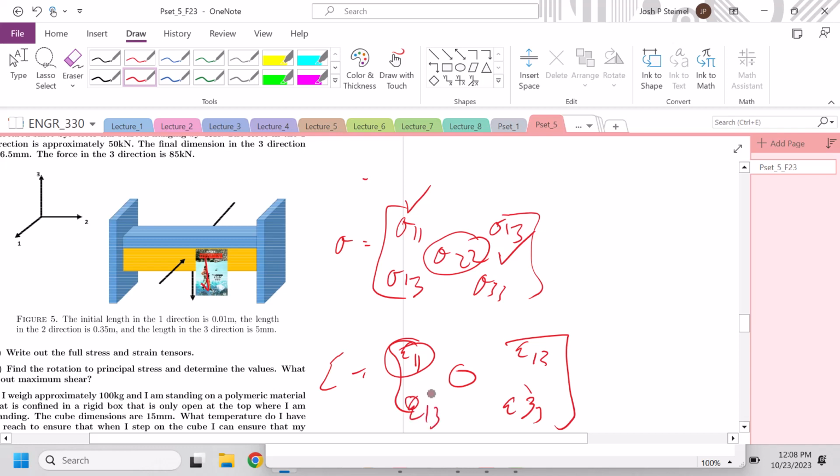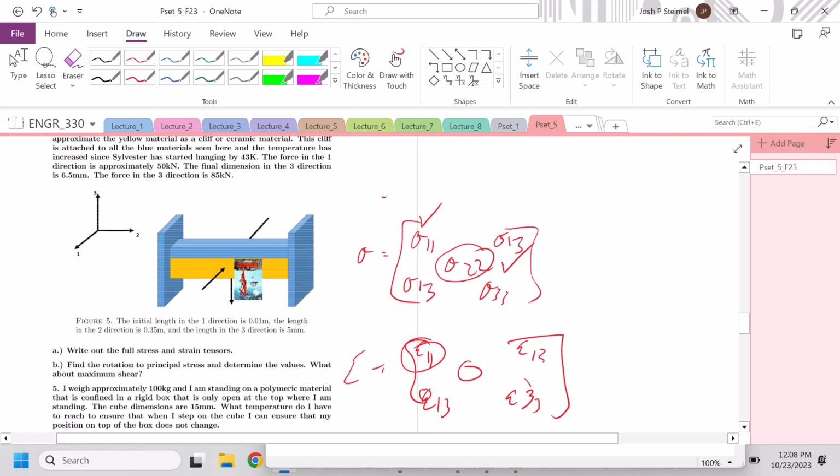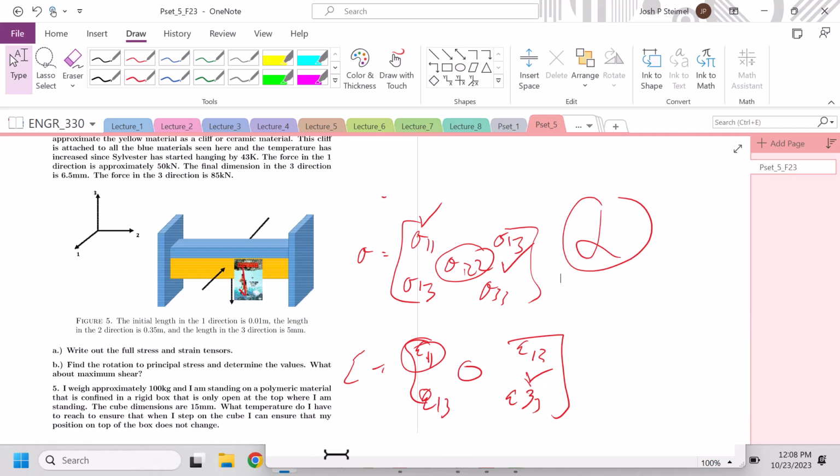So let's see, we know sigma 1-1, we know sigma 3-3. We're also told we know that. We also know this, but we don't know our alpha. So 1, 2, 3 unknowns, and then these are all separate equations here.